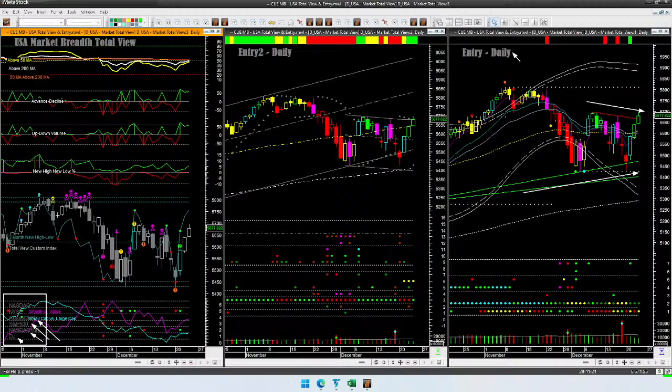Where is the total view custom index? What is the trend? It is moving sideways. Where is it in the sideways range? At the upper edge of the range. Am I going to buy even if price goes up? Not the custom index itself, because it will be far from the recent low.